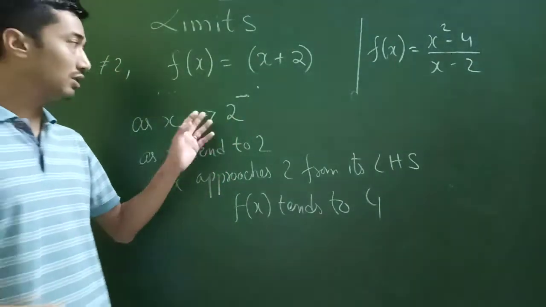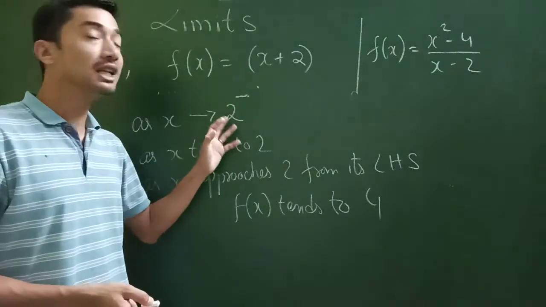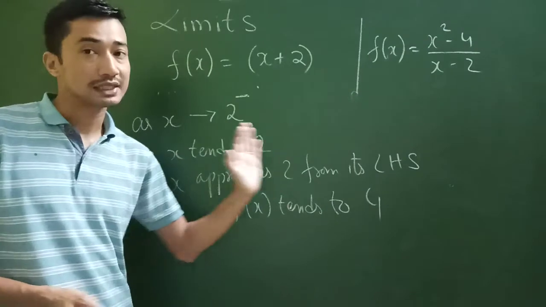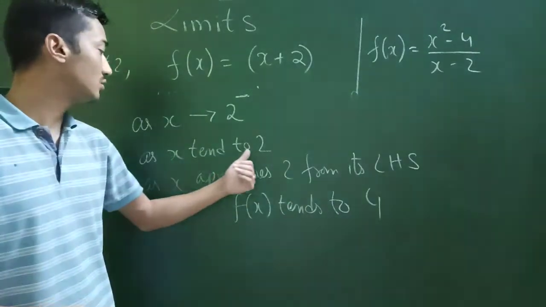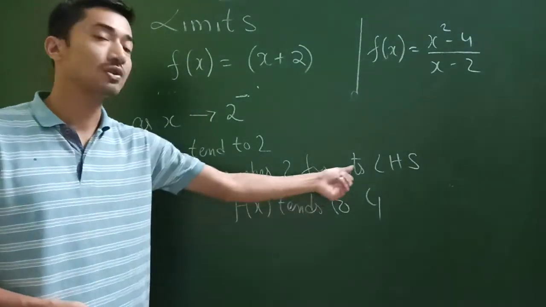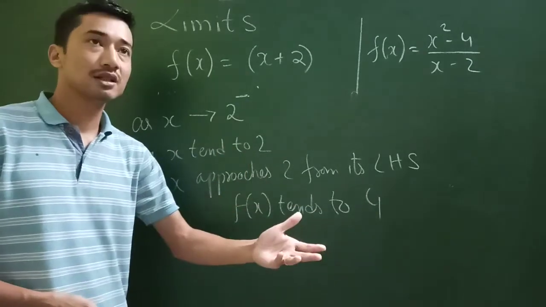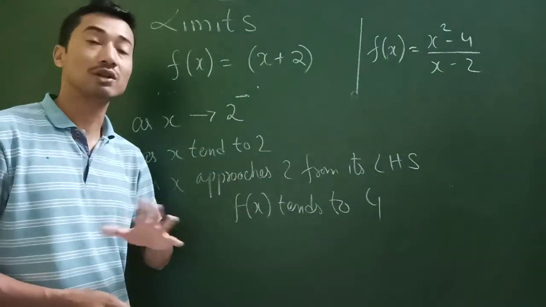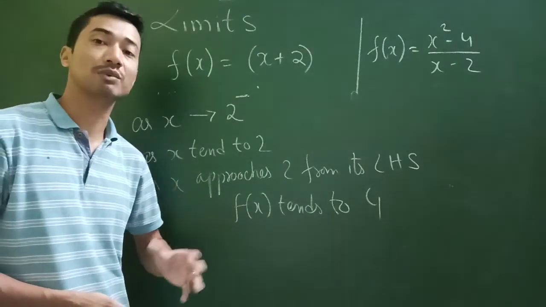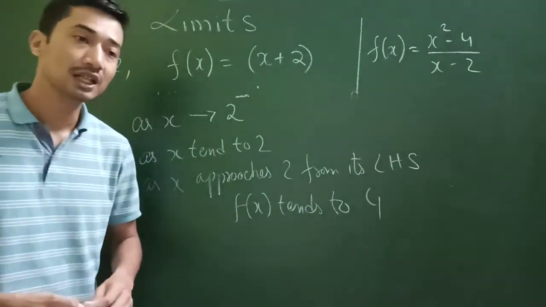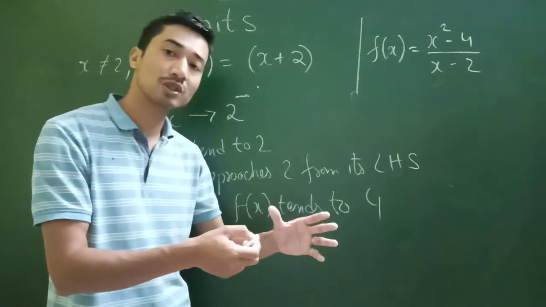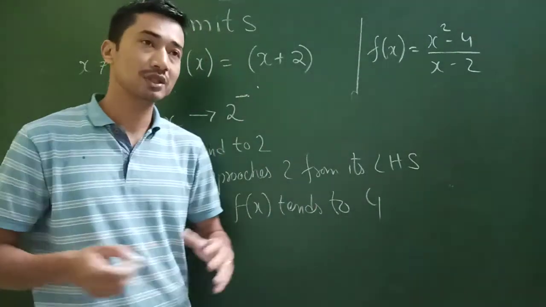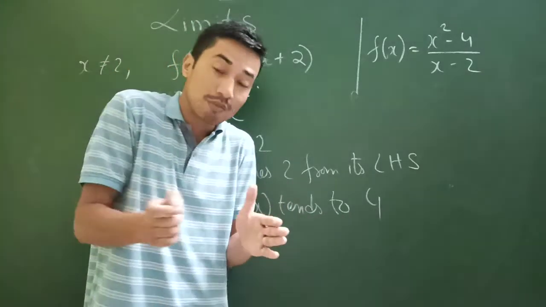So this is not 2 minus as a negative number. The meaning of this is, as x tends to 2, as x approaches 2 from its left hand side. Many still confuse it, thinking 2 minus means that negative value. No, it's not about the negative value when we talk of limits. It's about the direction from where we are approaching. So here 2 minus actually represents you're coming from the left hand side towards a particular point.